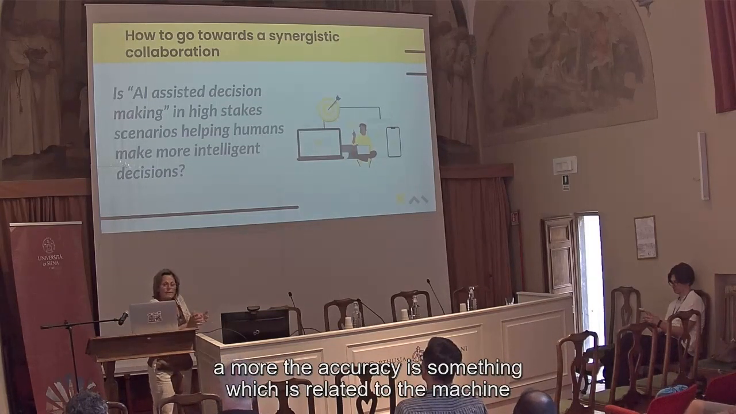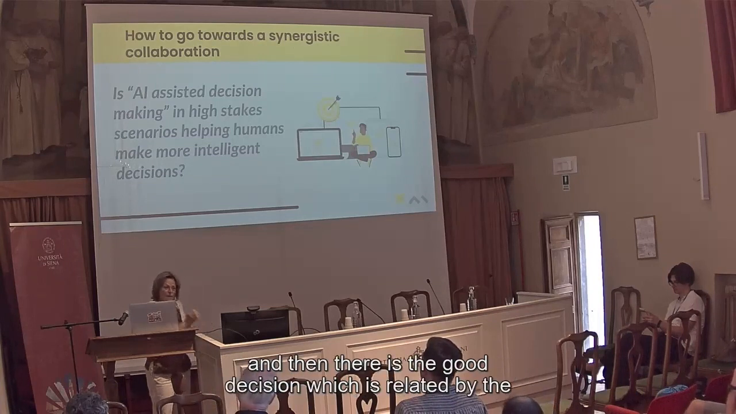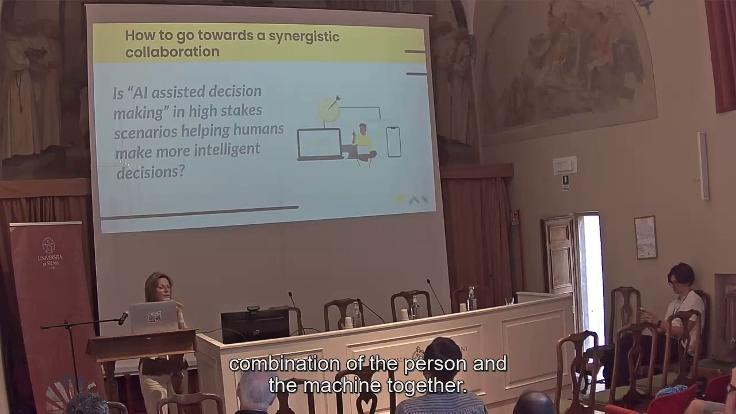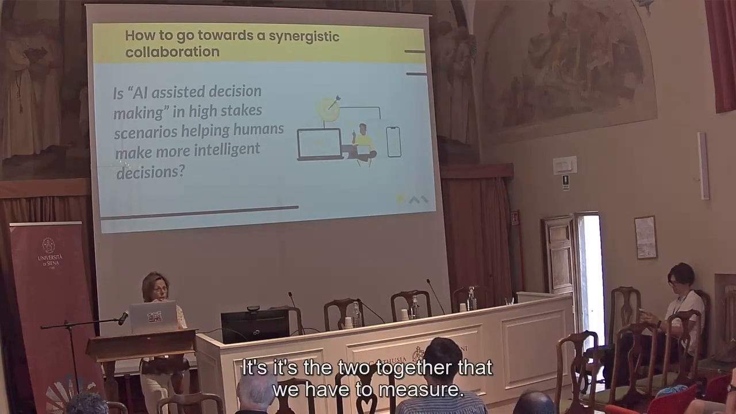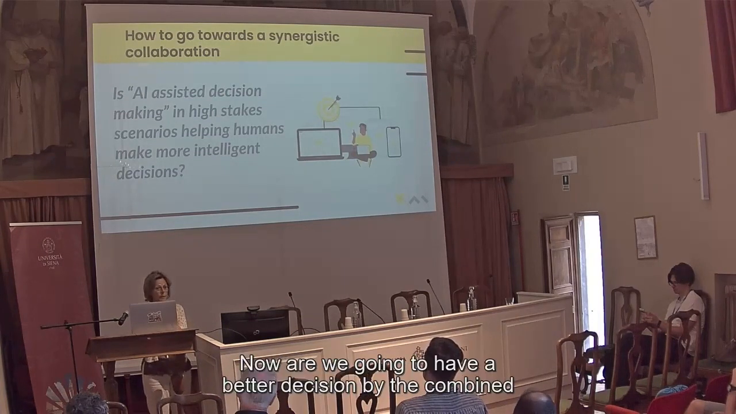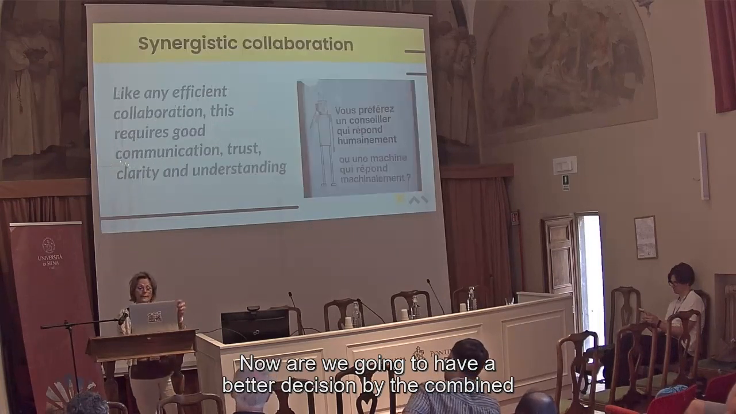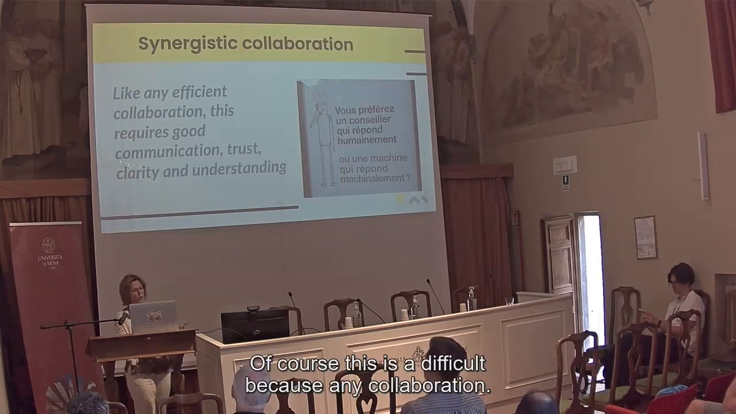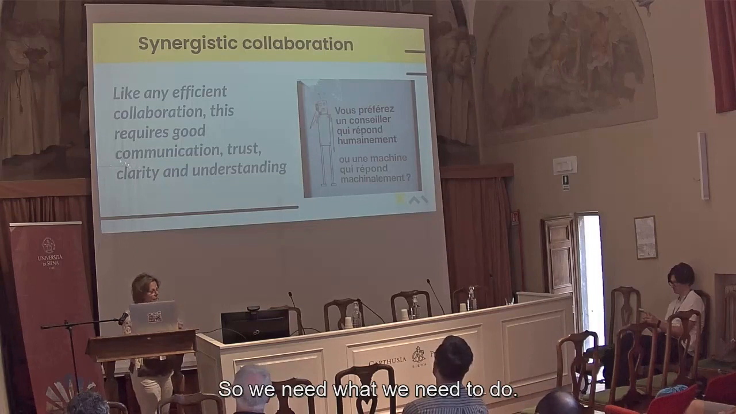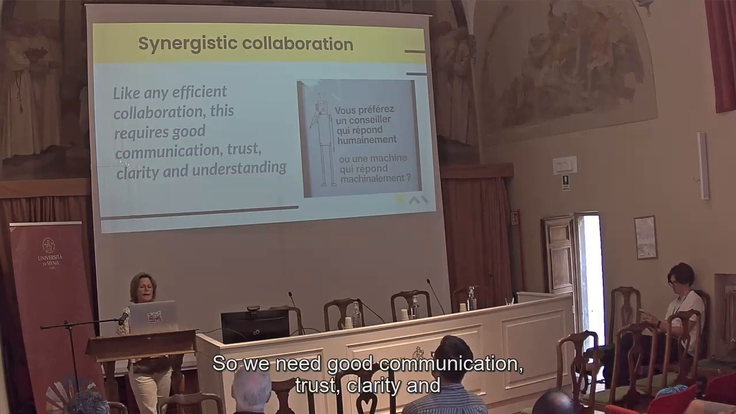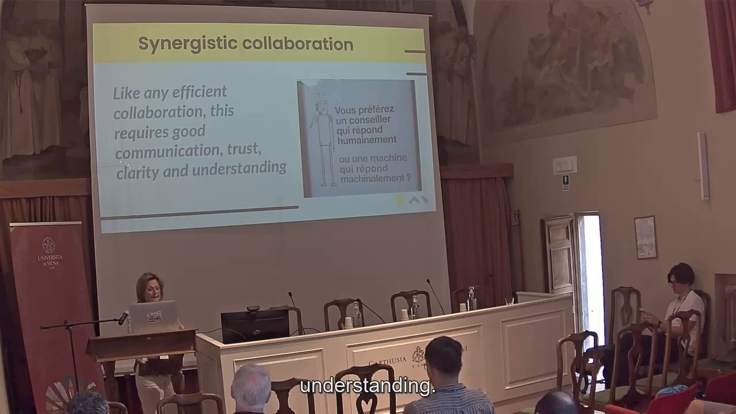Accuracy is not something related only to the machine, with the good decision being related to the combination of the person and the machine together. It's the two together that we have to measure now. Are we going to have a better decision by the combined decision? Of course, this is difficult, because in any collaboration we need good communication, trust, clarity, and understanding.